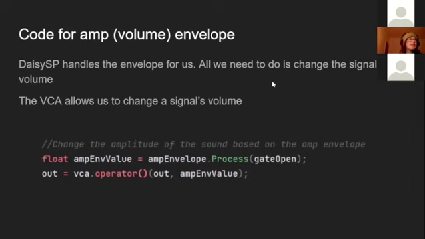So the code for the amp envelope, or the volume envelope, is very simple. All you need to do is change the signal volume. I've just realized this code's out of date. What you do here is you get the value for the current envelope value, and this gate open variable here is whether the key is pressed or not. It needs to know that so that it can determine whether to be in the decay stage or the release stage. And then all you do here is change the volume of your main signal based on that value. This is slightly outdated. This is using a multiplication in the actual code.